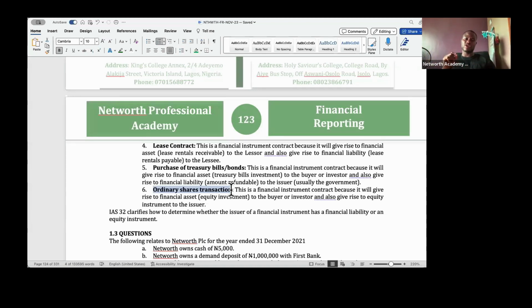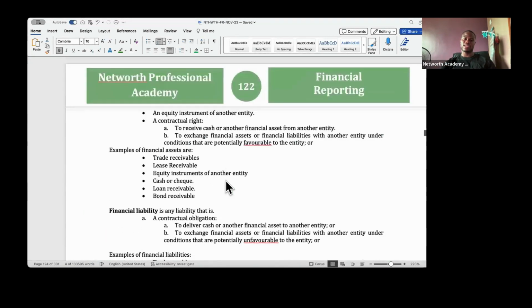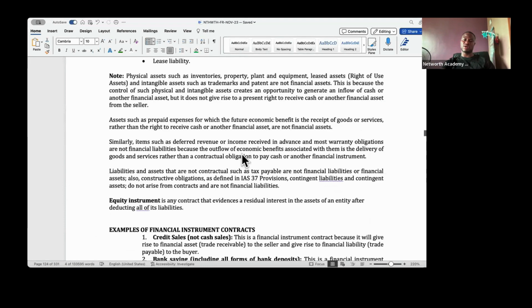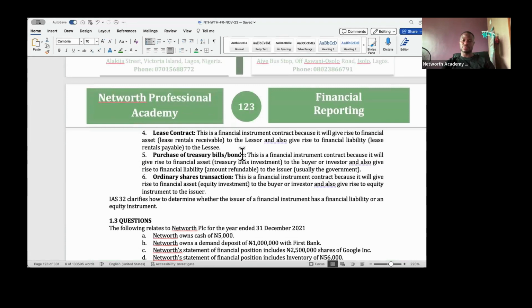But the reason why the investor is having a financial asset is because of this definition of financial asset that said that financial asset is an equity instrument of another entity. Meaning when you buy shares in another entity, you have a financial asset. So ordinary share transaction is also a financial instrument contract because it gives rise to financial asset of one entity, who is the buyer or the investor, and equity instrument to the issuer, who is the owner or the person that has the idea, or the company.